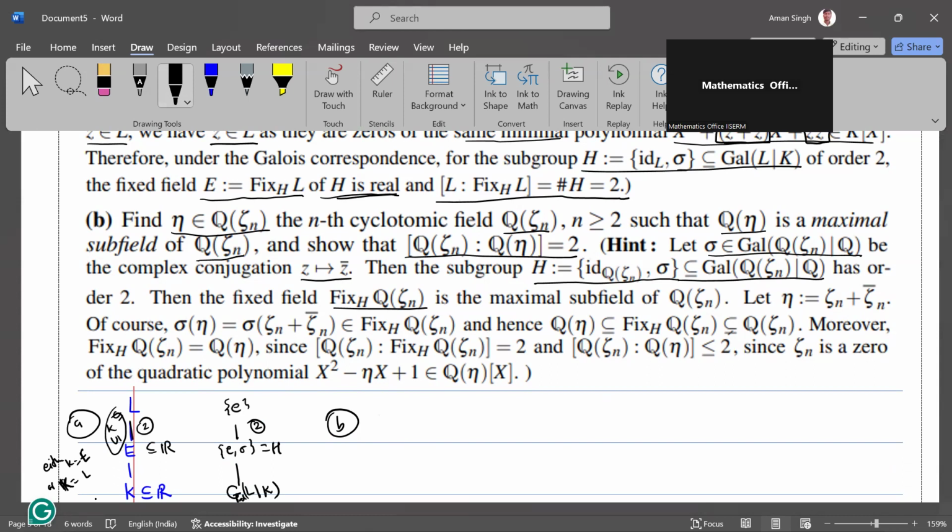And why E should be simple, meaning generated by a single element, that is described here. This is our L^H. For E, we are denoting here, in part B, let's say here we have L, here we have L^H, which is Q(ζ_n). So why is this Q(eta)? Question mark. This is the main part.